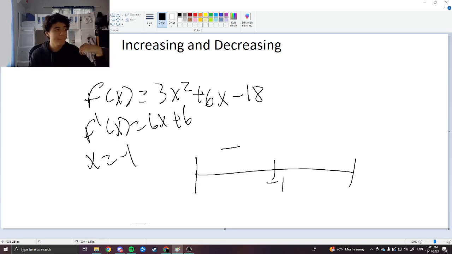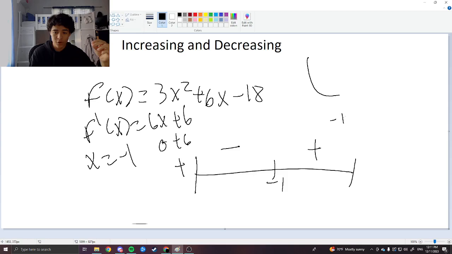And let's plug in a number bigger than negative 1, right? Let's plug in 0. If you plug 0 in, we get 0 plus 6. It's going to be a positive number. So on the right of it is positive. So our function is going to be decreasing until negative 1, and then it's going to start increasing afterwards, right? Because at negative 1, the slope is 0, and before that it's negative, afterwards it's positive.